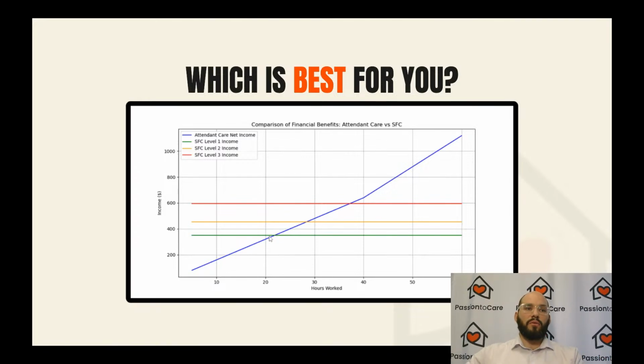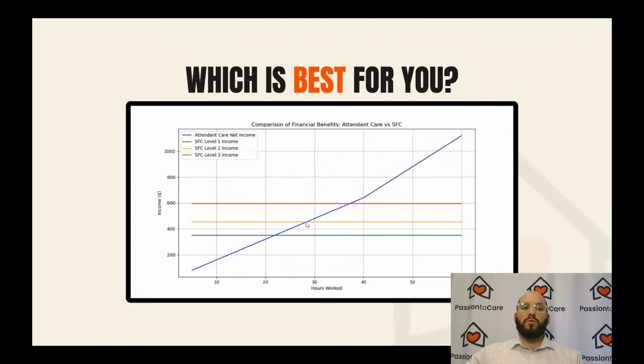Now, SFC2, which again is roughly 20 to 40 hours of care, breaks even right here at around 28 and a half hours. That's the point where you would make the same amount of money on either program, if you're working about 28 and a half hours of attendant care versus SFC2. So if you're making less than 28 and a half hours, you end up in a financially advantageous situation to be on SFC2.